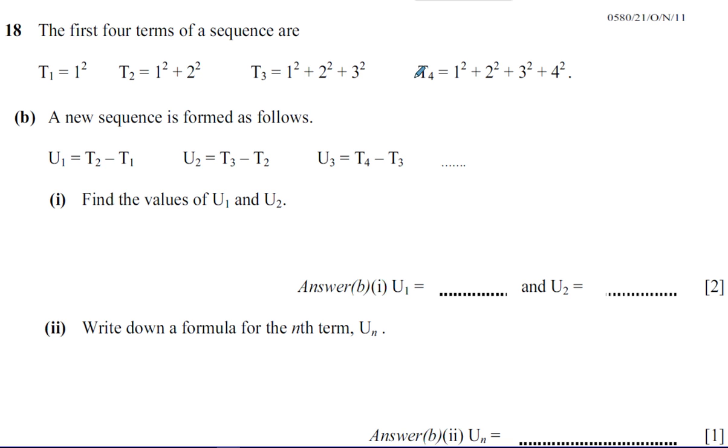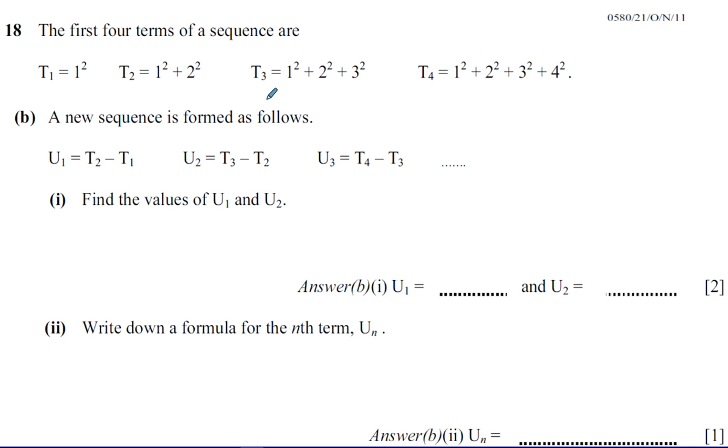Okay, now, for part 2, part B of this question, we're told that there's a new sequence that's formed. This new sequence is as follows. U1 equals T2 minus T1. So the first term of the new sequence is the second term of the previous sequence minus the first term. There's a couple of ways to do this. I'll show you both ways.